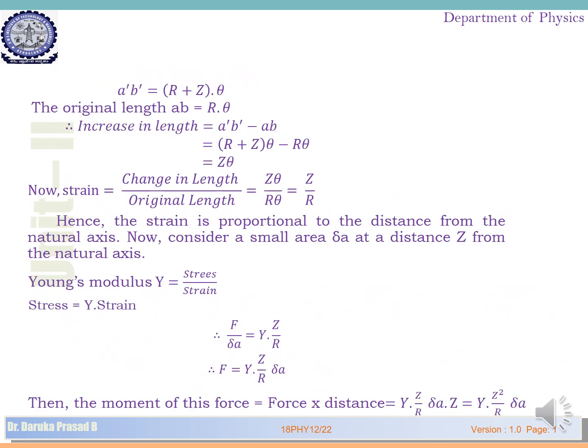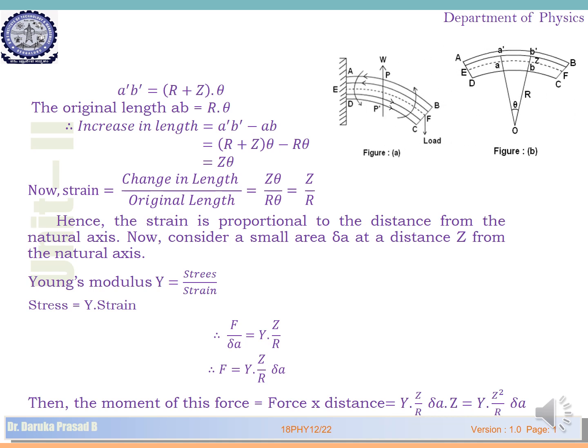Now, based on this, the increase in length is given by A dash B dash minus AB, that is R plus Z into theta minus R theta, where R theta gets cancelled and you are left with Z theta. This is the increase in length or change in length. To determine the strain in this cantilever, let us consider the definition of strain. Strain is equal to change in length by original length, that is Z theta by R theta. Theta gets cancelled, so you are left with Z by R.